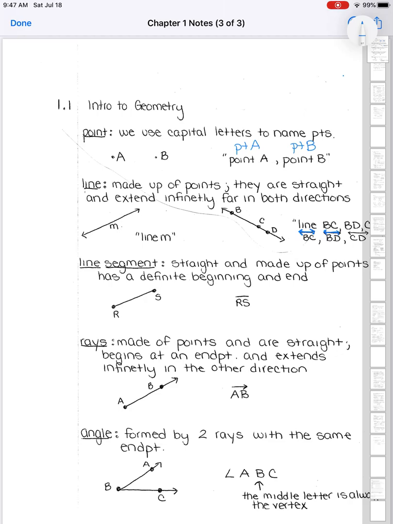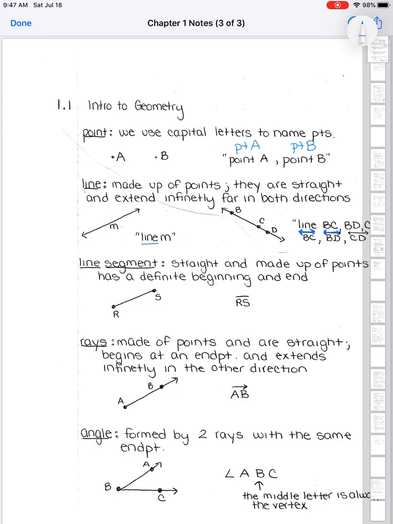Now a line continues on forever, so just make sure when you do draw it that you have arrows on the end. So if we say BC, make sure you have the arrows on the end for the symbol above it. And then same for BD and same for CD. Now the difference is if you don't have points on the line, and you only have a lowercase script L, you don't have the options here. So the only thing you can do is write out the word line with your lowercase script letter, whatever it may be.